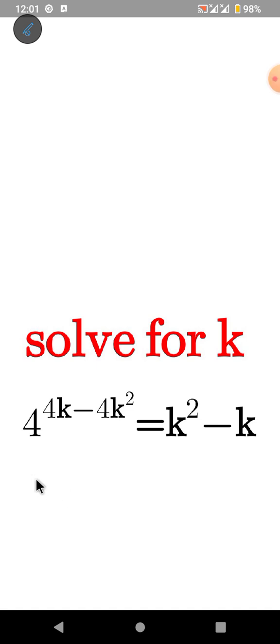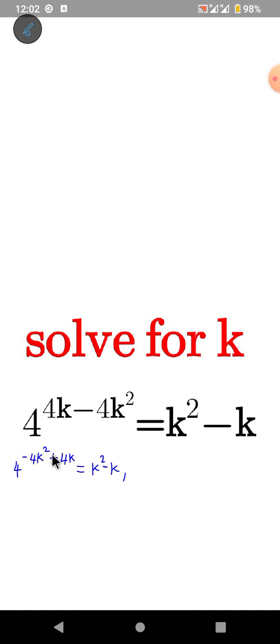Today I'll be solving this wonderful exponential equation. Now I'm going to start by rearranging the powers in the left hand side of this equation. So I'll say 4 raised to the power, I'll write this minus 4k squared first. So write minus 4k squared. Then this 4k is same thing as plus 4k, all equal to k square minus k.